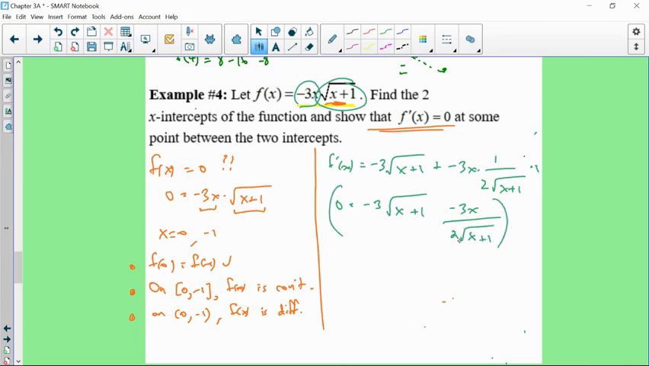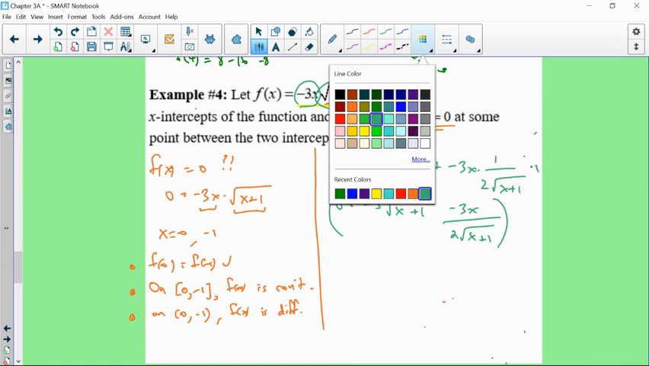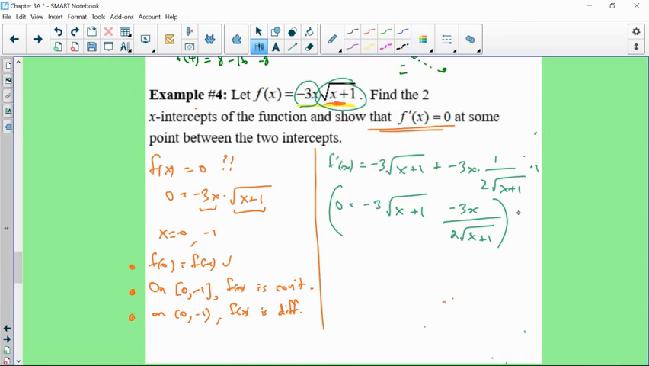And I might even just pick the whole denominator. Might as well throw that 2 in there as well, right? So everything times 2 square root of x plus 1. So when I take that times the 0, I'm still going to get 0. When I take this times that value, the 2 times -3 is -6. And then you get your x plus 1. And then when this cancels, I just get -3x.